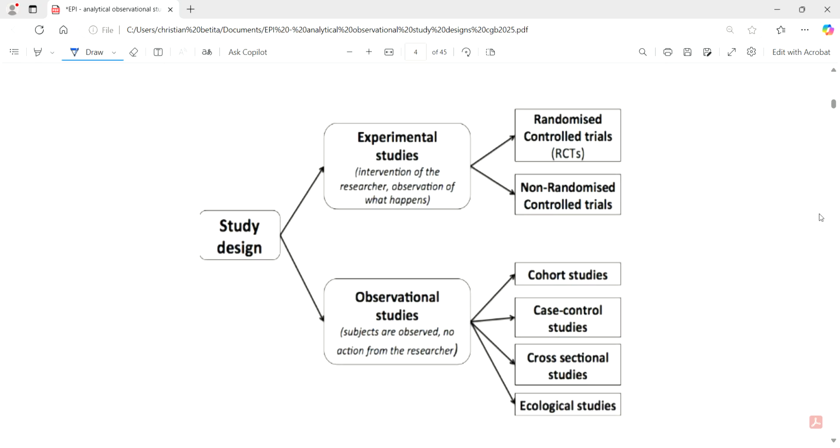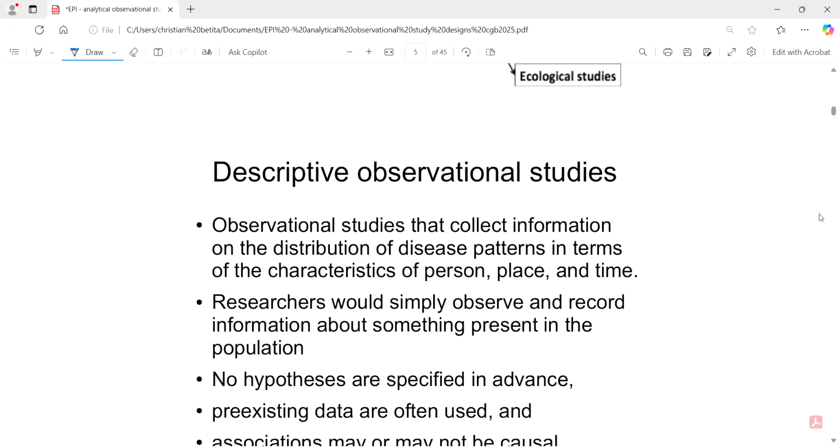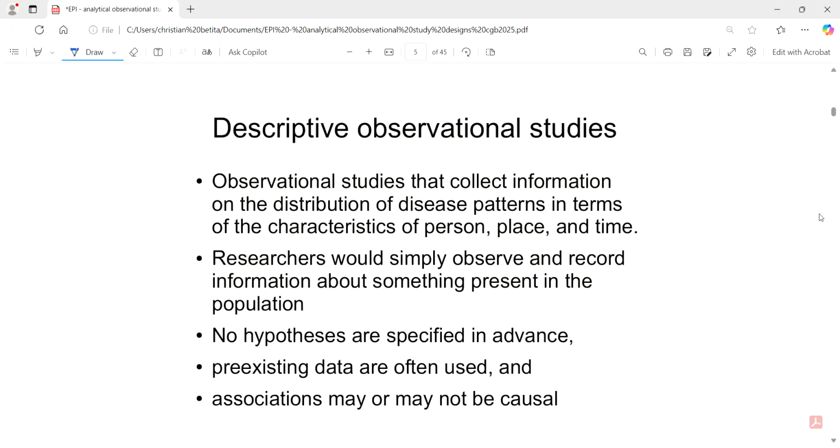So study designs can be divided into two: your experimental studies and your observational studies. Your observational studies include your cohort, case control, cross-sectional, and ecological studies. Your experimental studies, which will be handled in another lecture, include your RCTs and your non-randomized control trials. So descriptive observational studies are observational studies that collect information on the distribution of disease patterns in terms of the characteristics of person, place, and time. Researchers will simply observe and record information about something present in the population.